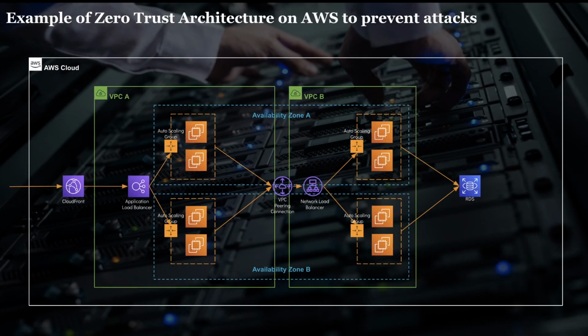Now I wanted to illustrate how AWS services and components are part of the Zero Trust architecture to prevent attacks. First of all, let's take a look at one simple architecture on AWS. Let's say one customer has 2 AWS virtual private clouds, VPCs, across 2 availability zones. There is a VPC peering set up between these 2 VPCs. In front of the VPCs, there is AWS CloudFront as the content delivery service.